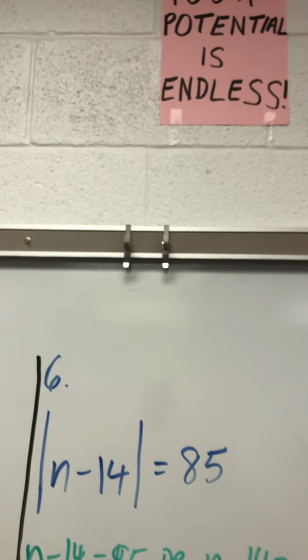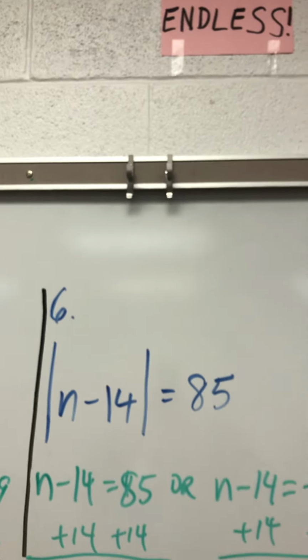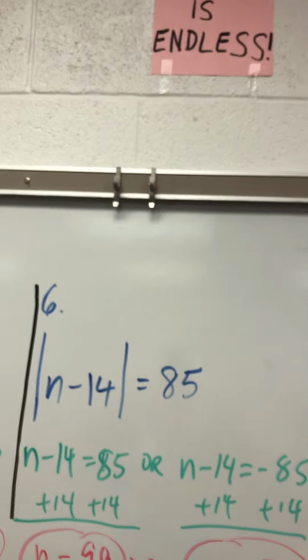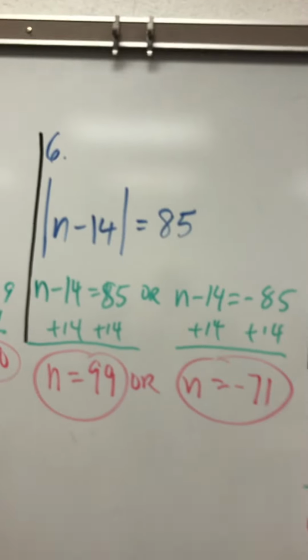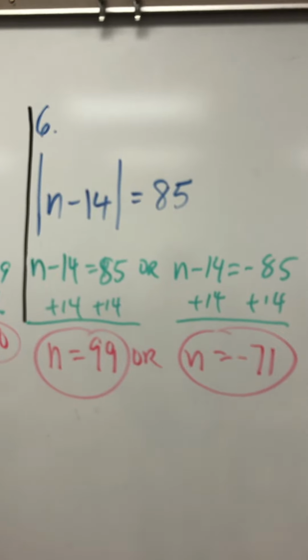Absolute value of n minus 14 equals 85. n minus 14 equals 85, or n minus 14 equals -85. Add 14 to both sides. You get n equals 99, or n equals -71.